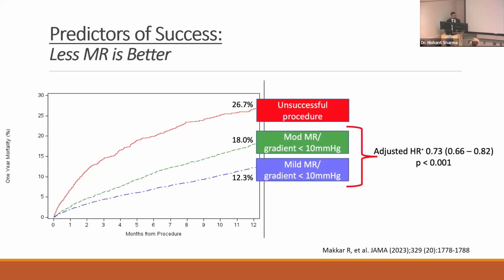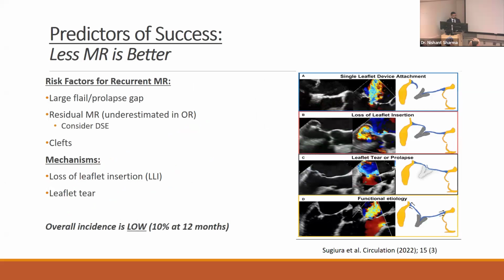Predictors of success overall, like I mentioned before, less MR is what we're going for. Risk factors for recurrent MR we know include large flail or prolapse gaps, and residual MR. Once your clip is deployed and you can check on transesophageal echo in the OR, we know that if you're leaving the OR with a little bit of MR, that a little bit of MR begets more MR later on. And oftentimes it's underestimated in the OR just based on the loading conditions and the sedation.